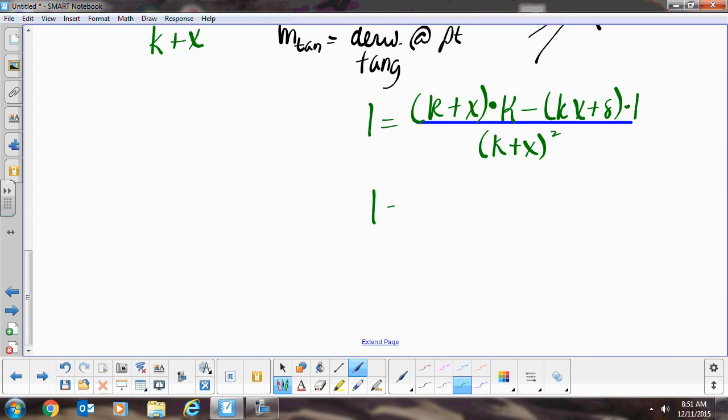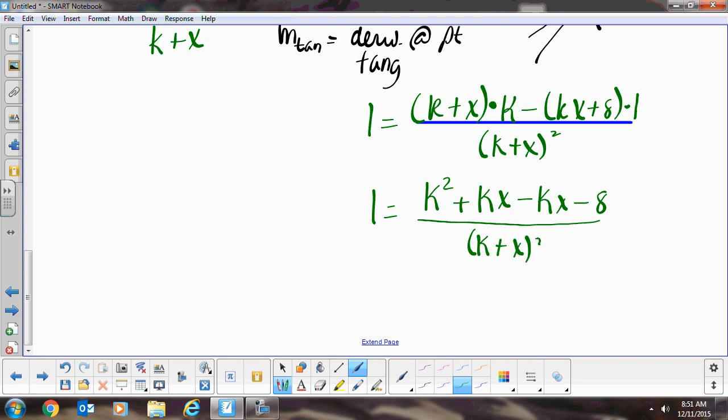So we're going to have 1 equals, this is going to be k squared plus kx, distribute, minus kx minus 8. Oh, what happened? We've got k plus x quantity squared. What happened in the middle?